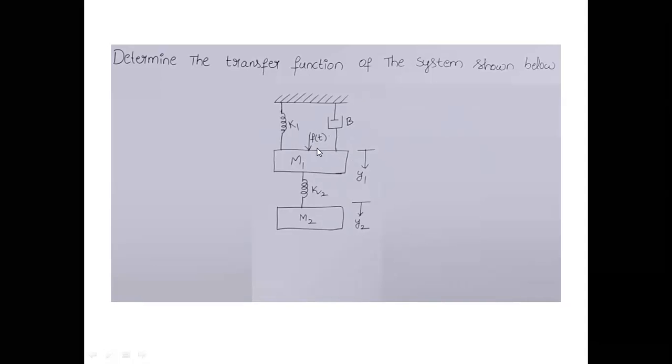Then if you observe here, on mass M1, force F of t is applied, whereas there is no force on M2. Because of this force F of t, there is some displacement on M1, that is nothing but Y1. And on M2 there is some displacement, that is nothing but Y2.